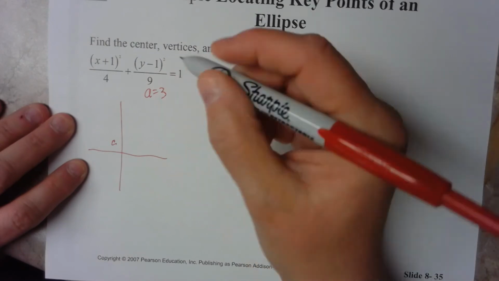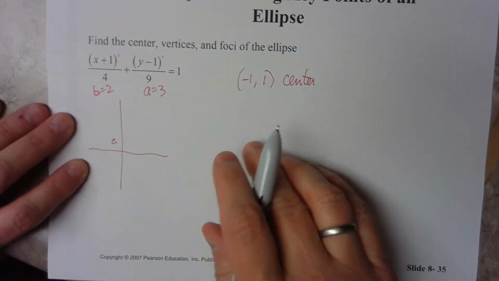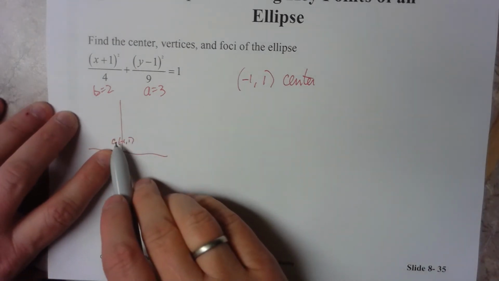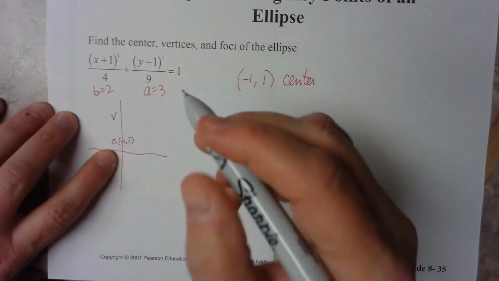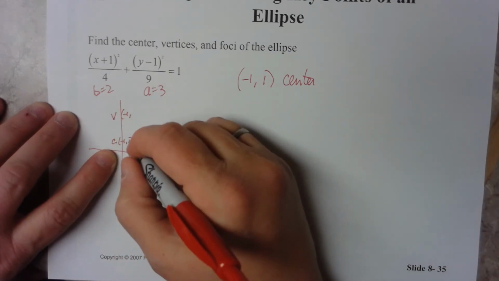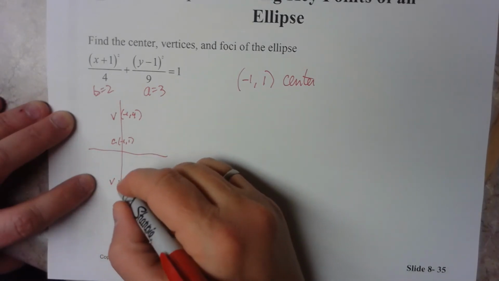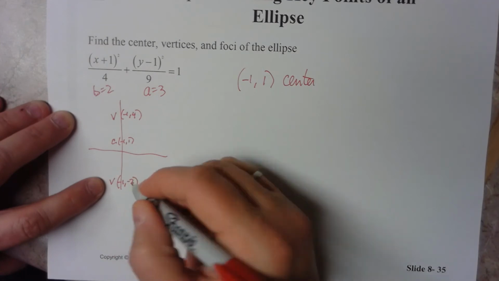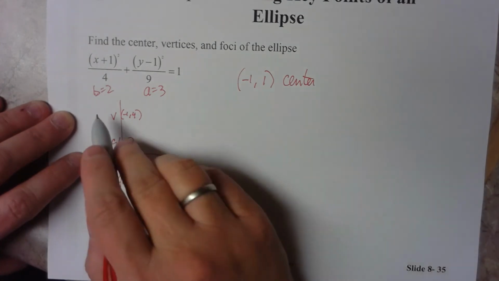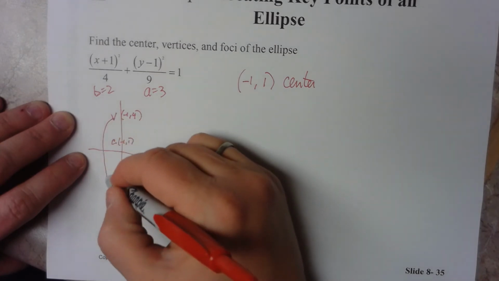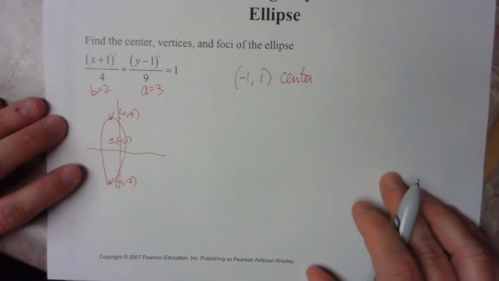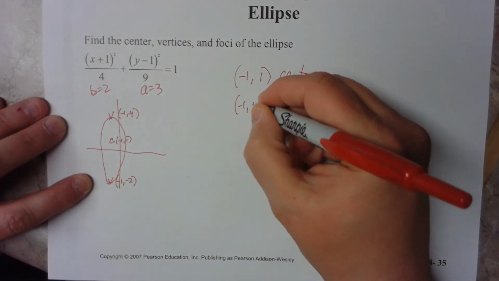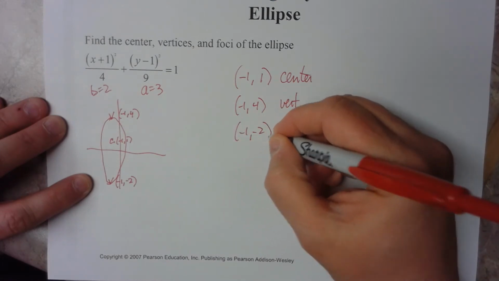This says A equals 3 and B equals 2. So 3 units from -1, 1. So 3 units up is going to be my vertex. So -1 and then 3 units up from 1 is 4. -1 and 3 units down from 1 is -2. We don't really worry too much about that minor one. So there's my ellipse. We found the center. Our vertices are at -1, 4 and -1, -2.